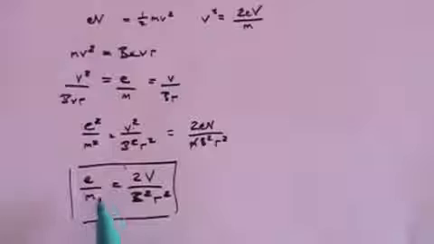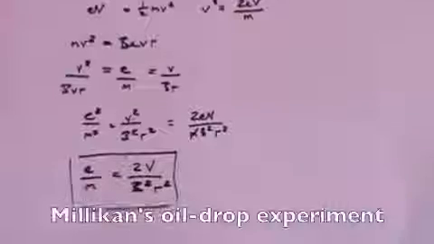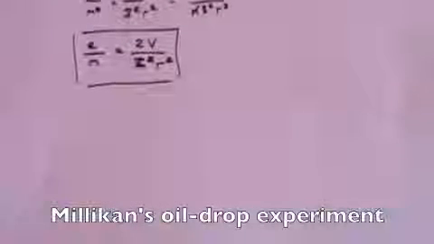But unfortunately that only tells you the ratio of the charge to the mass. We want to know what the actual charge of the electron is, and then we will be able to work out the mass of the electron. And it was Millikan who did this in what was called the Millikan oil drop experiment.